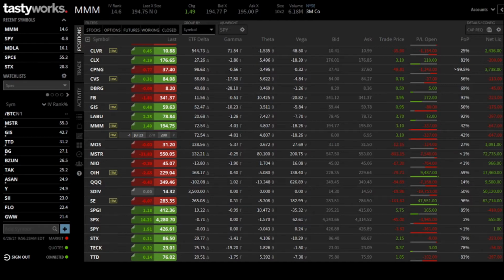So let's just say, for example, 3M was one of those stocks that I've been selling puts against, and at the time this was just slightly out of the money, and if you look at the trade price, I only was able to collect $310, and right now I'm underwater, so that means I'm actually losing some money, but I still have some time left.